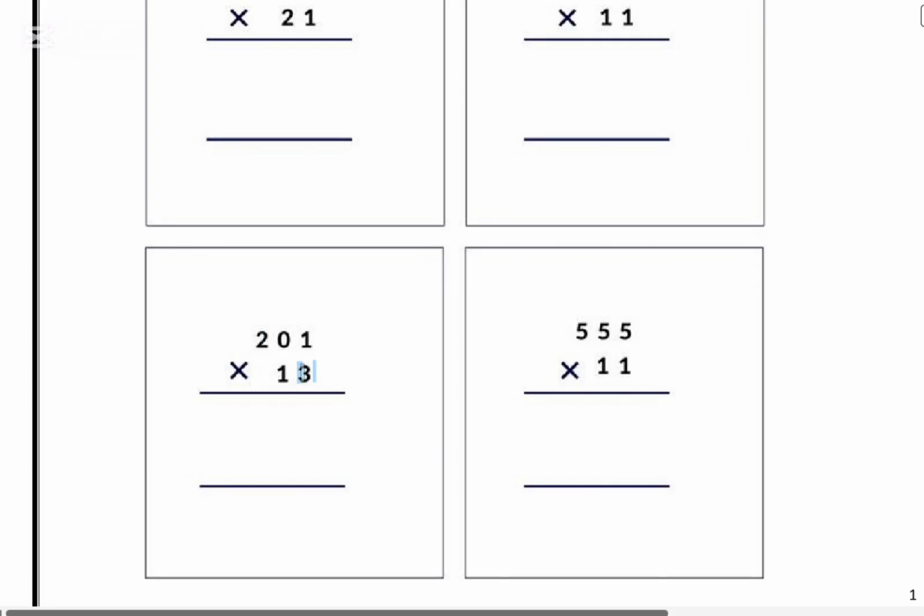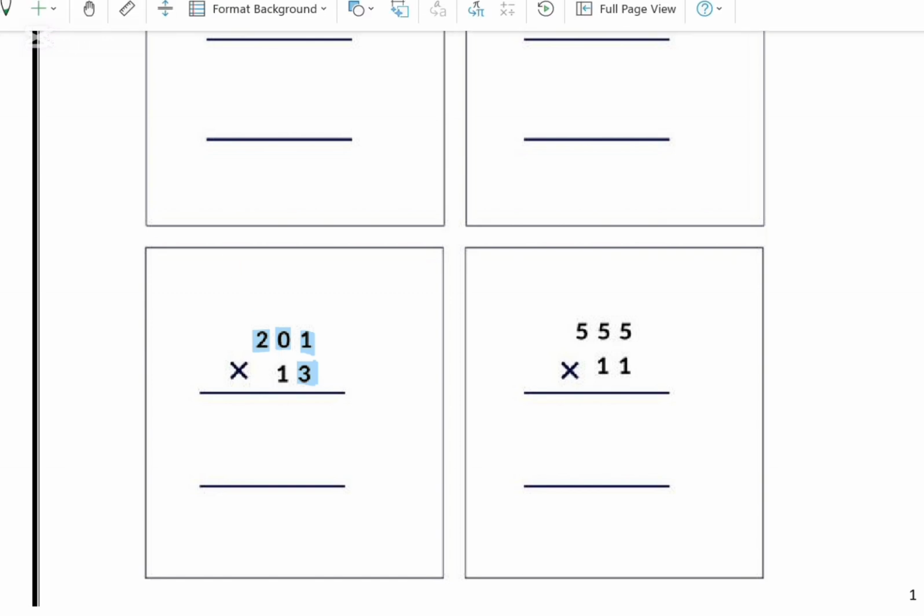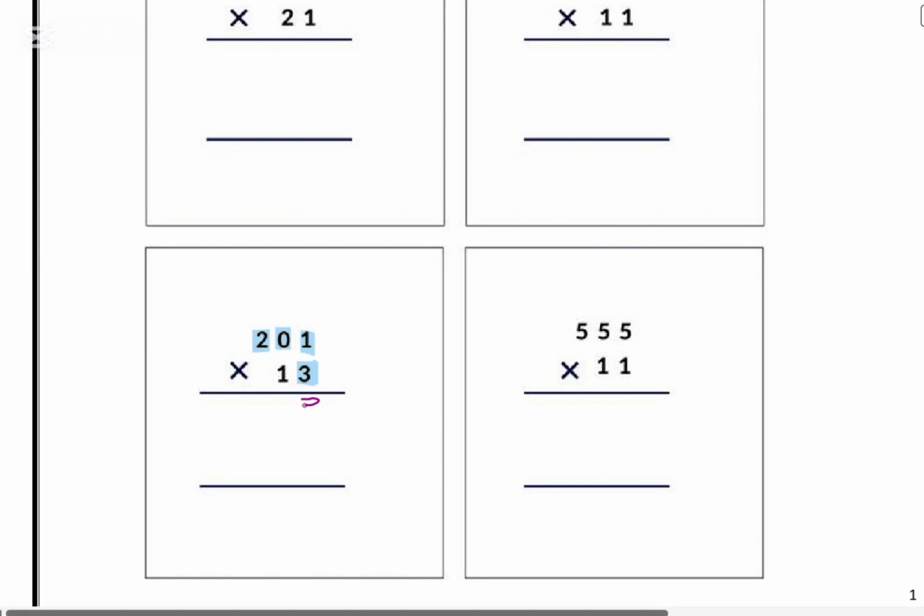Actually, the first step is to multiply the ones digit of the second number by the ones digit of the number above, and then the same digit by the tens place, and then by the hundreds place, okay? Let's multiply directly. As you see, 3 times 1 is going to be 3. 3 times 0, it is what? It is 0. And 3 times 2, it is what? It is 6. Great.